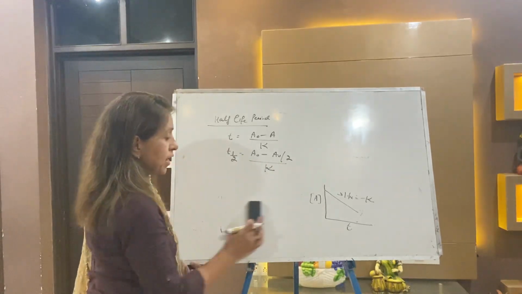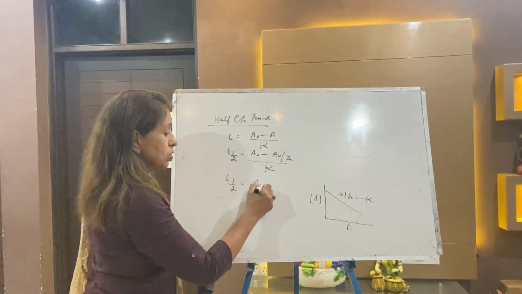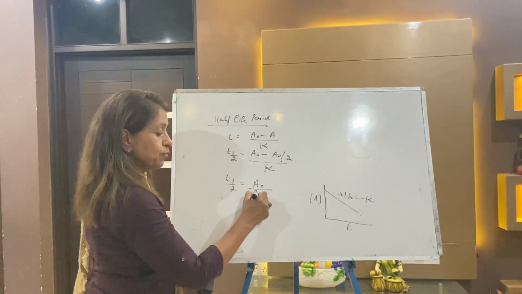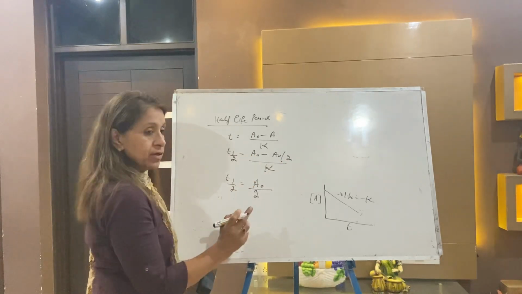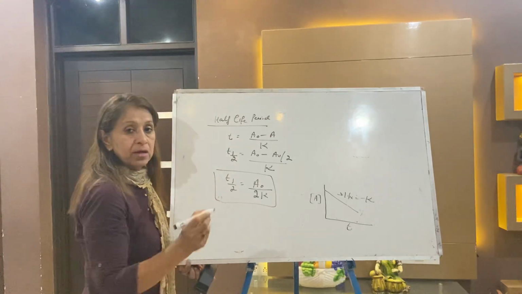Next step, half-life is equal to A naught by 2, 1 minus half, so A naught by 2K. Round it off, again there is a numerical.